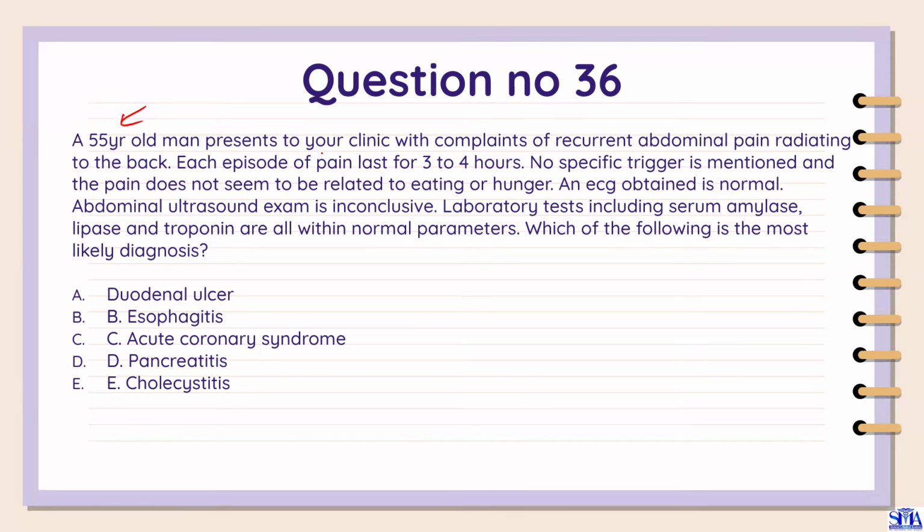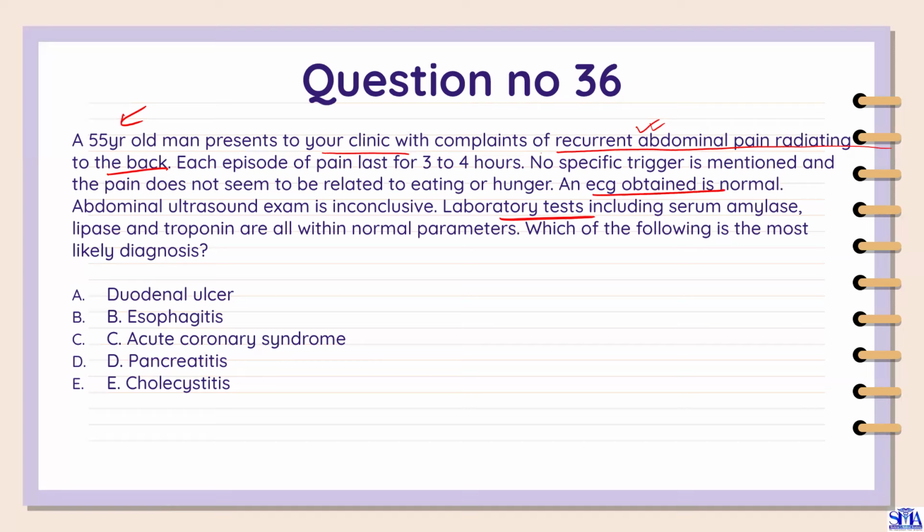A 55-year-old man presents to your clinic complaining of recurrent abdominal pain radiating towards the back. Please highlight this point, radiating towards the back. Please note I'm also tired, so I might also freak out at the end. No specific trigger is mentioned, and the pain does not seem to be related to eating or hunger. The good news is the ECG is normal, and the ultrasound is inconclusive. Laboratory tests, including all these findings, are normal: amylase, lipase, troponin.